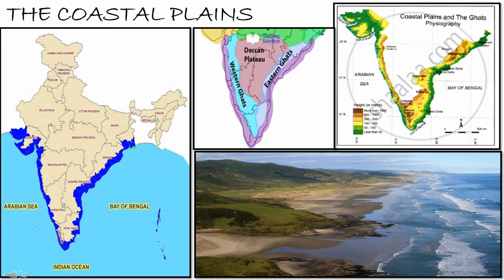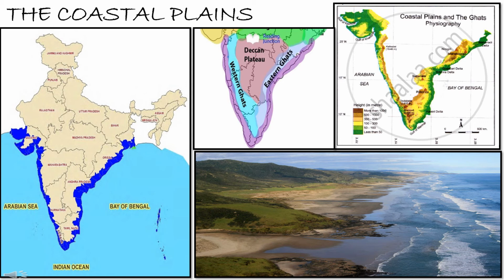To the west of the Western Ghats and the east of the Eastern Ghats lie the coastal plains. The western coastal plains are very narrow. The eastern coastal plains are much broader. There are a number of east-flowing rivers, for example, Mahanadi, Godavari, Krishna and Kaveri. These rivers drain into the Bay of Bengal.